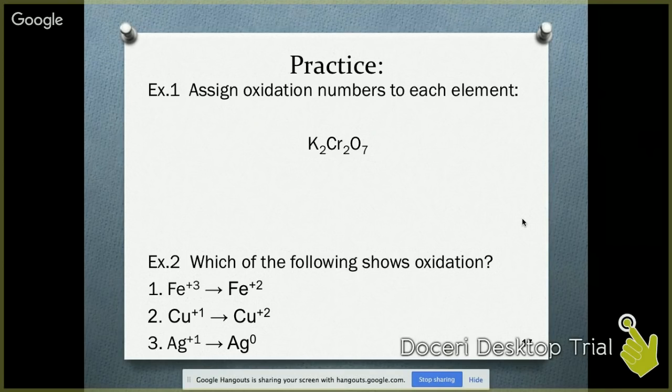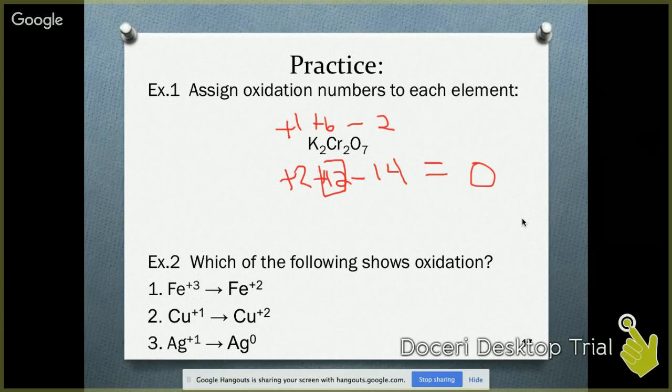Okay, so K2Cr2O7. We have a rule for potassium. We have a rule for oxygen. We don't have a rule for chromium. So I'm going to figure out chromium last. When we look at this, oxygen is -2. There are 7 of them, so -2 times 7 is -14. K is in group 1, so it's +1 times 2 is +2. So we have to figure out what the chromium is, and we know that it has to add up to 0. So the sum of the chromiums would be +12, which means each chromium would be 6.